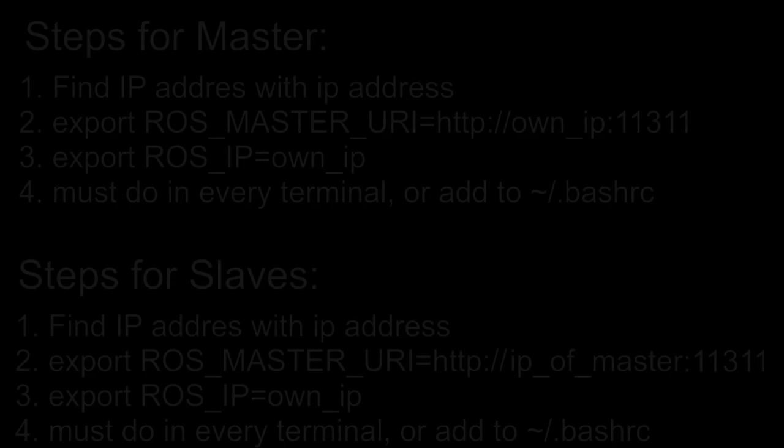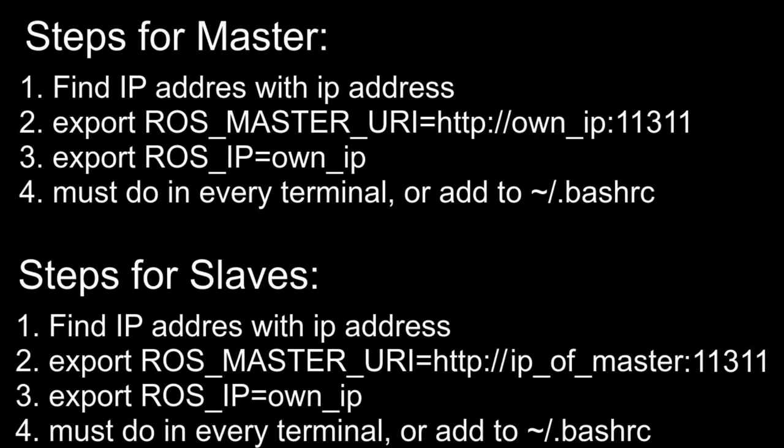In summary, on the master computer, you're going to find the IP address with ip address. You're going to export the ROS master URI using that machine's own IP address, and then you're going to export the ROS IP using that machine's own IP address. Again, you have to do it in every single terminal, or better yet, just add it to bashrc if you're using the same computers all the time. And I don't even have to think about it at the house. It just happens when I open the terminals. If you do add it to bashrc, don't forget you have to type source bashrc, or better yet, just close your terminals and open them back up, and it should be working.